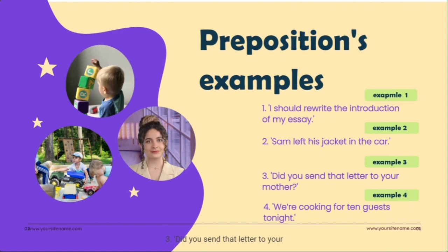To shows the direction of the recipient of the letter. We are cooking for 10 guests tonight. In this case, for specifies the purpose or intended audience for the cooking. Finally, Danny ate lunch with their boss, which indicates the company or person accompanying Danny for lunch.